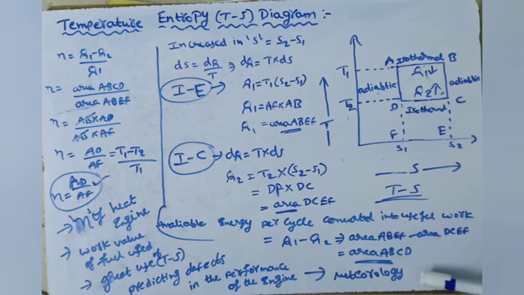Finally, the fourth use is in metrology. Metrology means the experimental and theoretical determination of uncertainty in any field of science and technology. We can distinguish the experimental and theoretical uncertainty. This is metrology. These are the 4 uses of the TS diagram.